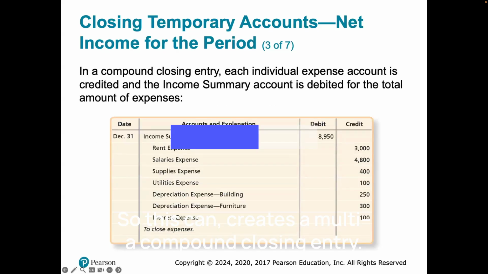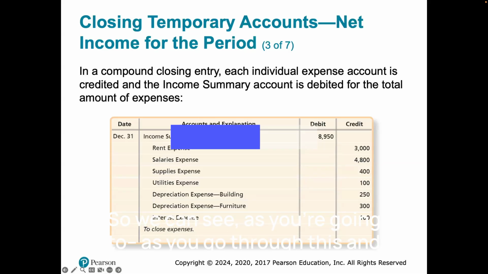So this creates a compound closing entry. Each individual expense account is credited and the income summary account is debited for the total amount. So our first entry is going to be our debit, right? Because we're transferring all these debit expense accounts over to income summary. And we are closing out each one of these expense accounts by inputting a debit for their totals.